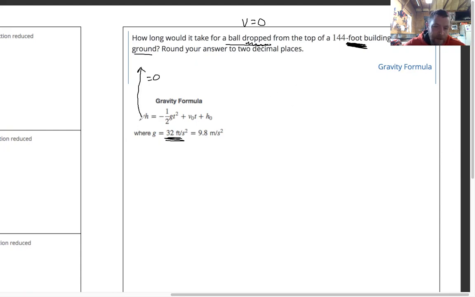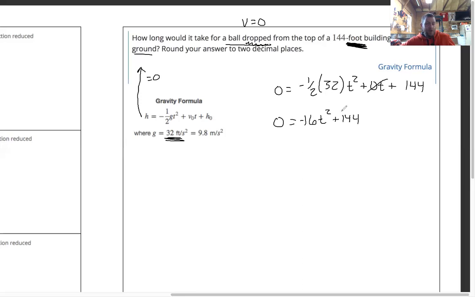All right, so I plug that in. Hit the ground, so h is now 0, is equal to -1/2 gravity, since it's feet, it's 32, t squared, plus my initial velocity, since it's dropped, this is 0, plus my initial height, which is 144. So this crosses off. 0 is equal to -1/2 times 32, which is 16, -16 t squared. This went away because it's 0, so plus 144.